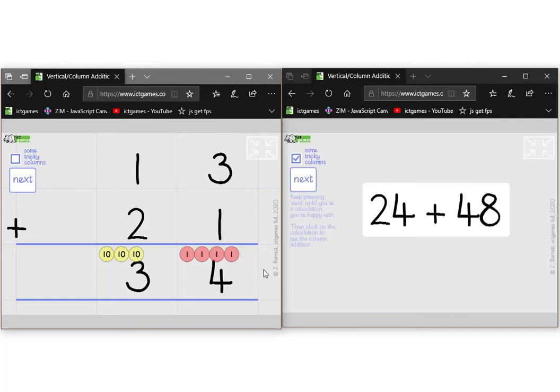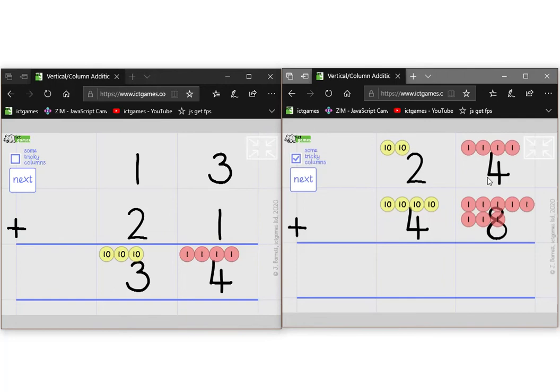Okay, now year 2s. Well done, year 1s. Give yourself a pat on the back. Turn to the person next to you and say, oh, you're awesome. Okay, year 2s, you'll go 24 add 48. Okay, written as a vertical, the 4 should be in the units column above the 8.